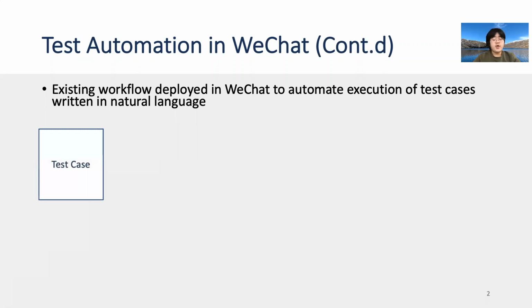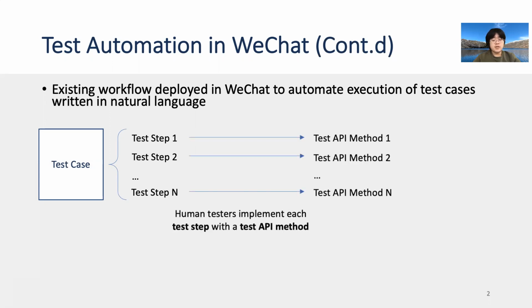For each test case, we note that it contains a sequence of test steps. The human testers implement each of these test steps with a test API method. The test API method executes the required UI actions specified in the test step using some UI testing package. Then, our UI test bed automatically composes a test script that sequentially calls these test API methods to automatically run the test case. Note that it's our future work to finish the test bed to support possible complex data flow dependencies.